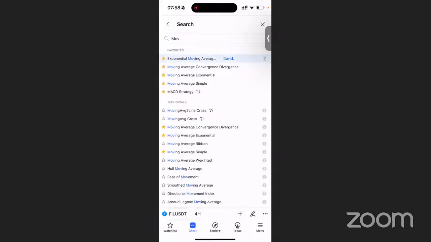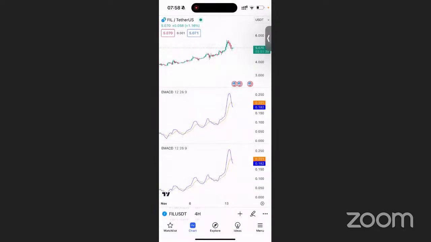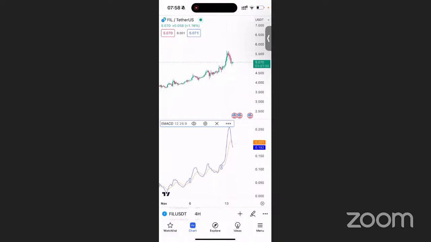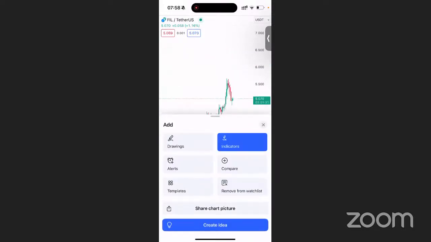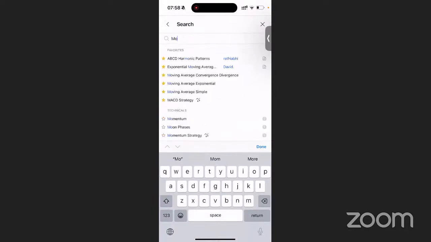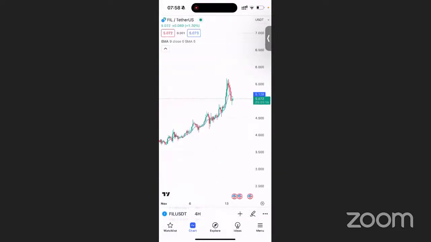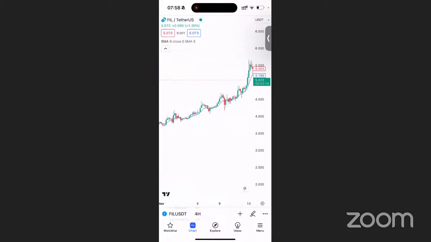No. This one is using a strategy that I don't like. His approach is not what I like. Okay, let's go back. So we shall be using the moving average exponential. Beautiful.